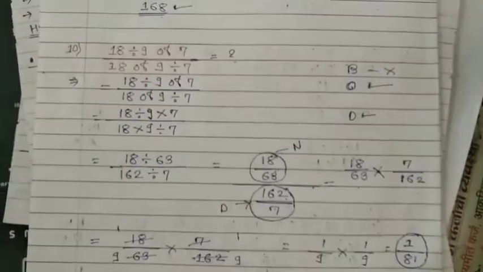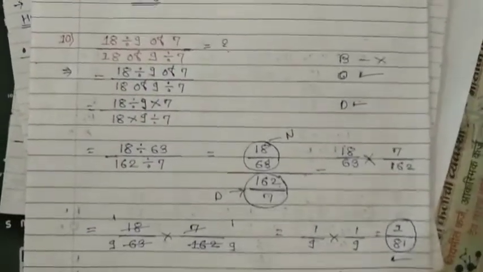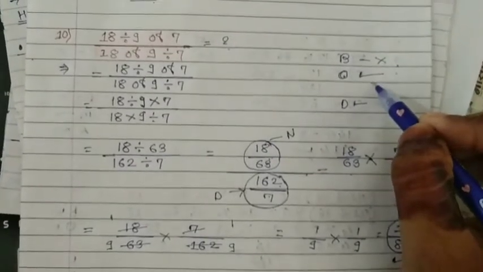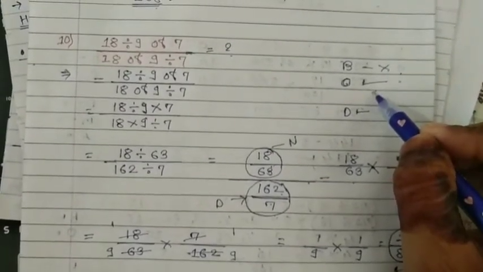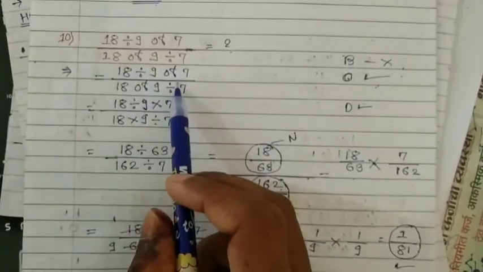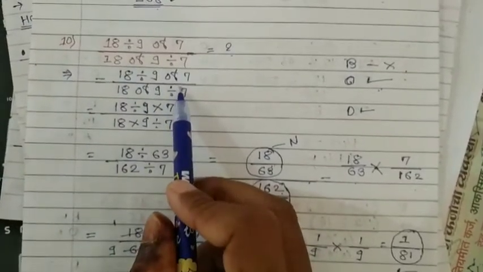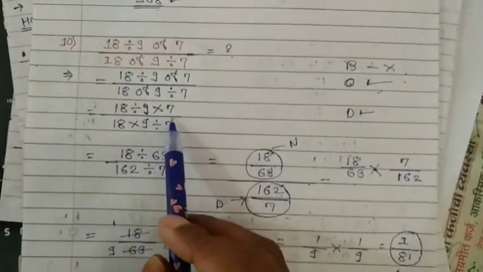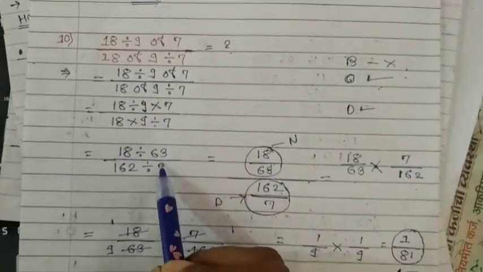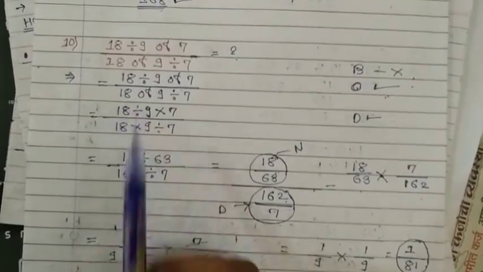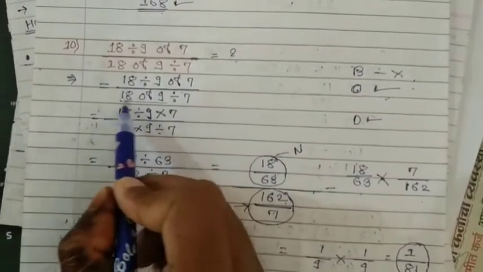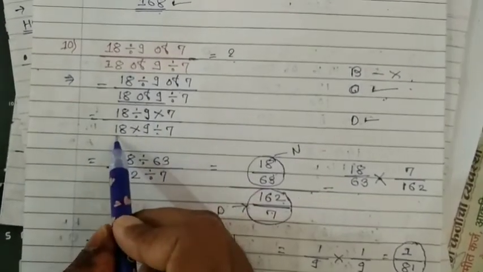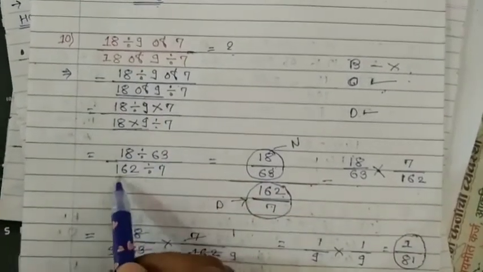How can we solve it? Firstly, is there a bracket? No. Is there of? Of means of. 9 of 7, 9 of 7 means how much? Of means multiplication. 9 into 7, how much? 63. This type, 18 of means multiplication. 18 nines are 162.